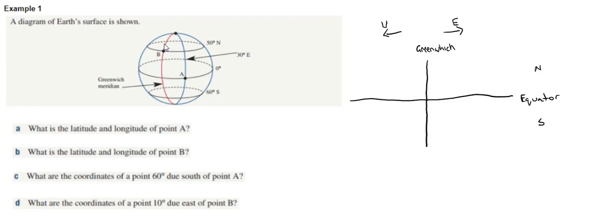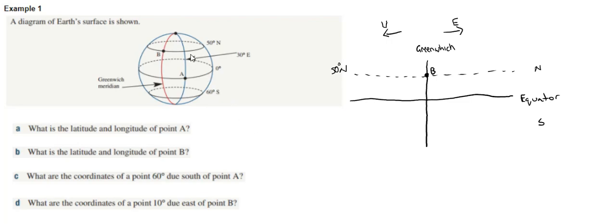I'm going to put B, which is sitting on the Greenwich meridian, so B is up here. Okay, right there, and it's on the 50 degrees latitude. So we're just going to put a dotted line through here like this and call it 50 degrees north.